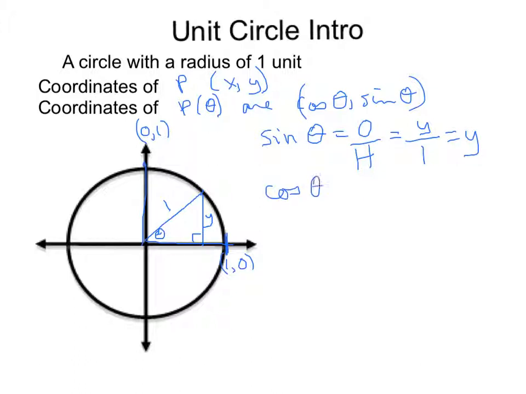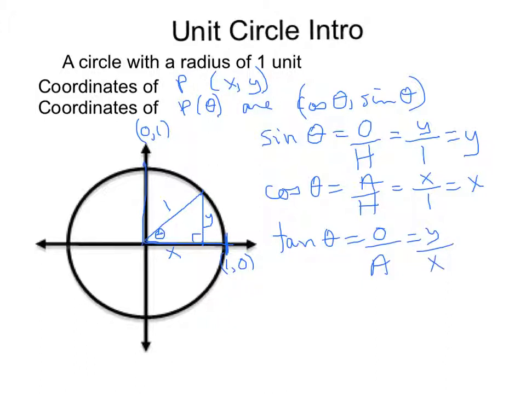Cos theta is equal to adjacent over hypotenuse. Adjacent on our triangle would be along the x-axis. Therefore, we have x over our hypotenuse of 1, which equals x. Let's look at tan theta as well. Tan theta is opposite over adjacent, which means we would have y over x.